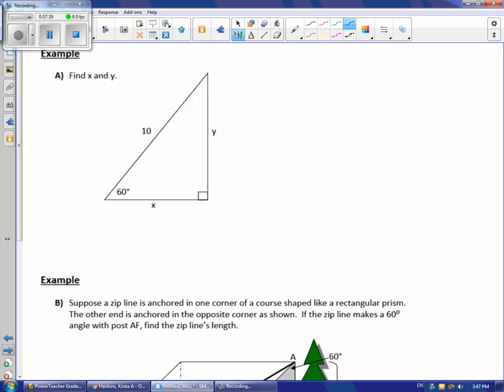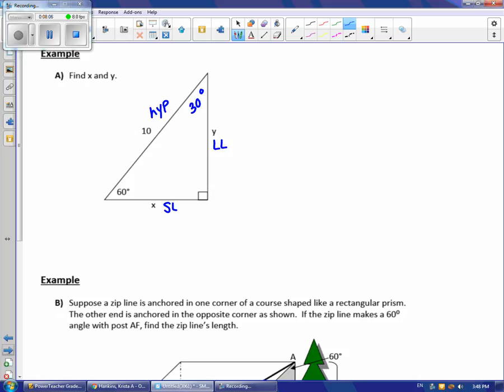Okay, so let's do an example. If I look at this triangle, I need to find x and y. I know one angle is 90, the other is 60, so you need to start recognizing right away that the third angle is going to be 30, and you're working with a special right triangle. Once you know what the angles are, you need to label the sides: hypotenuse, long leg, and short leg.